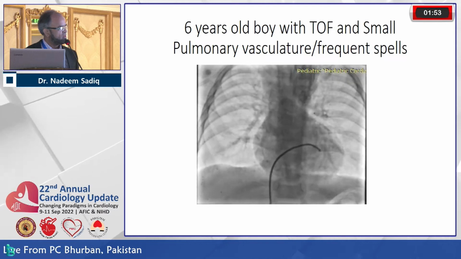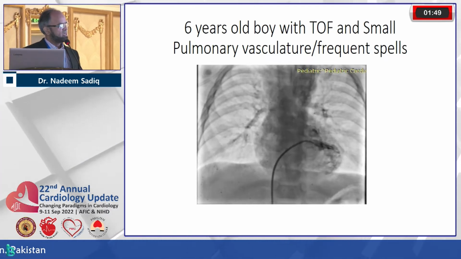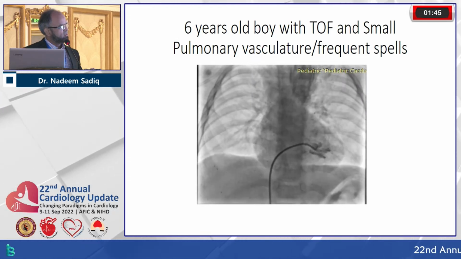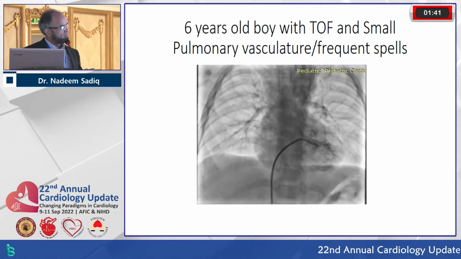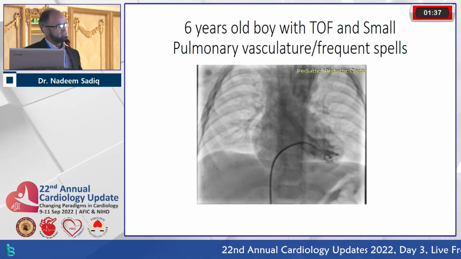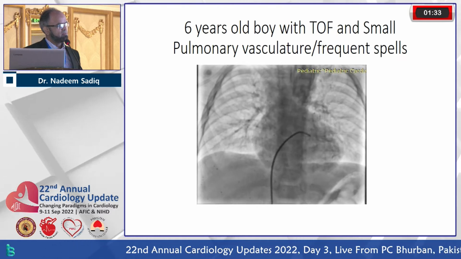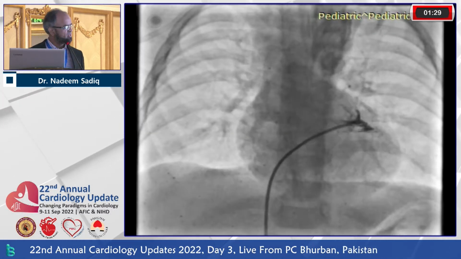A 6-year-old boy who was a diagnosed case of tetralogy of Fallot, and he was having frequent episodes of spell, and the pulmonary vasculature was quite small, so he was not a perfect case for total correction. So at this stage, the child requires some sort of palliation, whether to go for a BT shunt or RVOT stenting. So we planned for RVOT stenting.